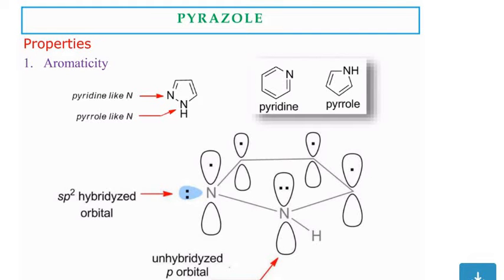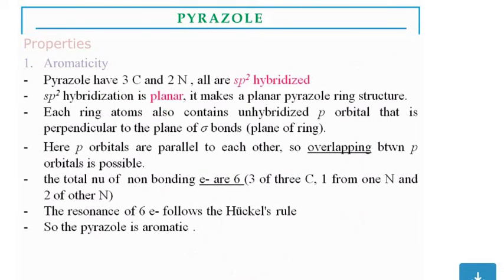Now pyrazoles. Look ahead here: pyridine-like nitrogen and pyrrole-like nitrogen, both types of nitrogen. Here there is an sp2 hybridized orbital and an unhybridized p orbital. Pyrazole has 3 carbons and 2 nitrogens, all sp2 hybridized. sp2 hybridization is planar, so it makes a planar pyrazole ring structure. Each ring atom also contains an unhybridized p orbital, perpendicular to the plane of the sigma bonds. Here the p orbitals are parallel to each other, so overlapping between p orbitals is possible. The total number of delocalized electrons is 6: 3 from 3 carbons, 1 from one nitrogen and 2 from the other nitrogen. The resonance of 6 electrons follows Hückel's rule, so pyrazole is aromatic.